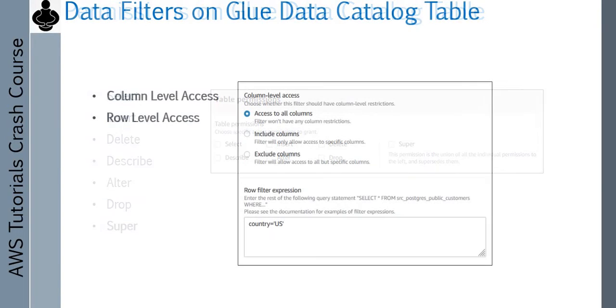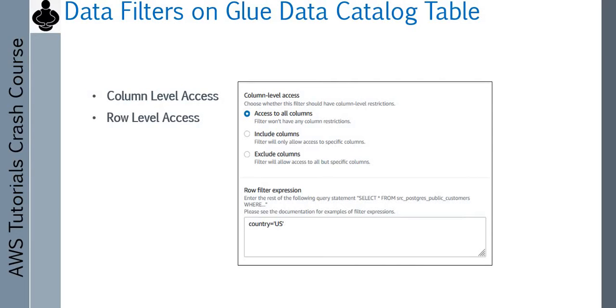Now, if you go below tables, you have columns and rows. You can also give permissions at the column and row level, and that is called column level access and row level access. And these column and row level access are provided through data filters. Data filter is a very new feature which was recently announced at re:Invent.